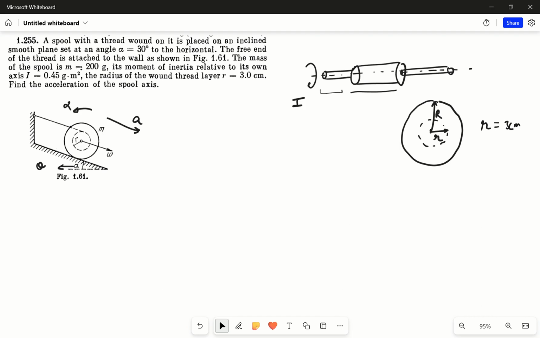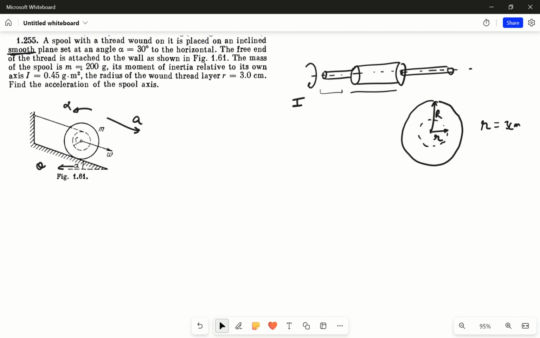So what would be our first step while solving the question? The first step would be analyzing what type of motion our system is performing. As you can see, we are given that the inclined plane is smooth, which means the friction is absent. Thus, it would be performing some type of motion, but it would not be pure rolling as the friction is absent, and thus the spool would be sliding on the inclined plane, right?